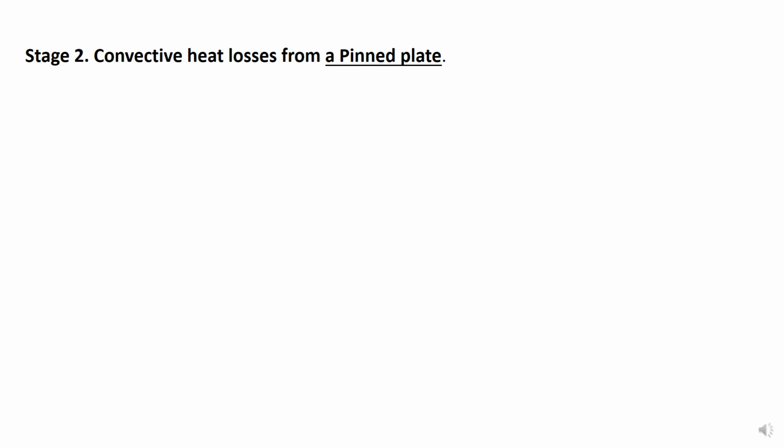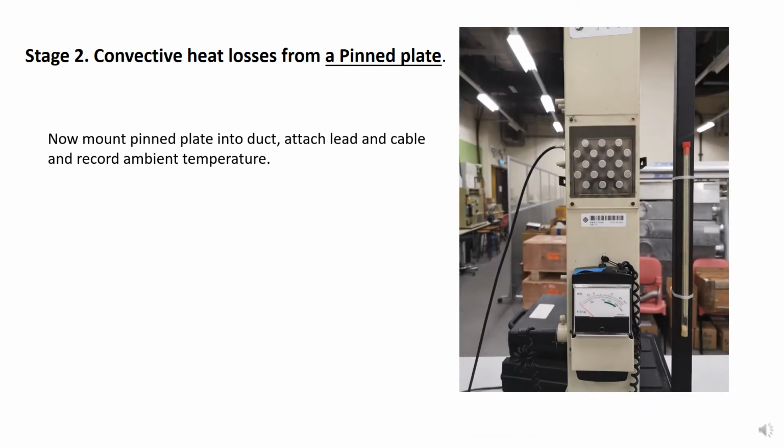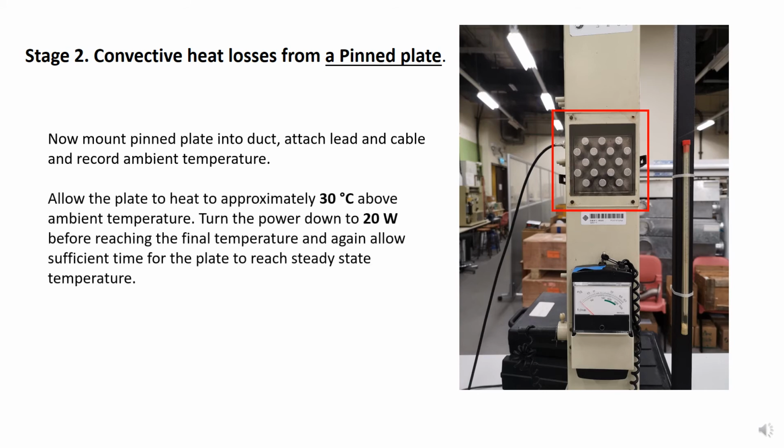Now we have done the first experiment, and we need to continue with our second experiment, the convective heat losses from a pinned plate. Now mount the pinned plate into the duct, attach the lead and cable, and record the ambient temperature. This is the pinned plate. Then allow the plate to heat to around 30 above ambient temperature. Turn the power down to 20 volts before reaching the final temperature, and again allow sufficient time for the plate to reach steady state temperature.